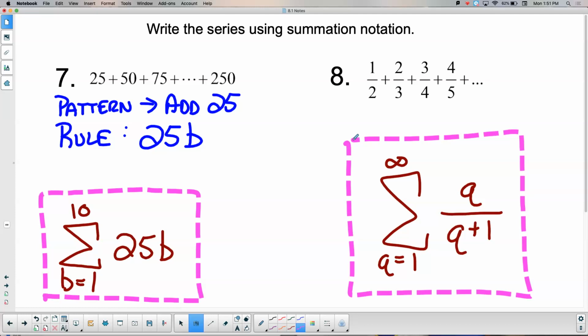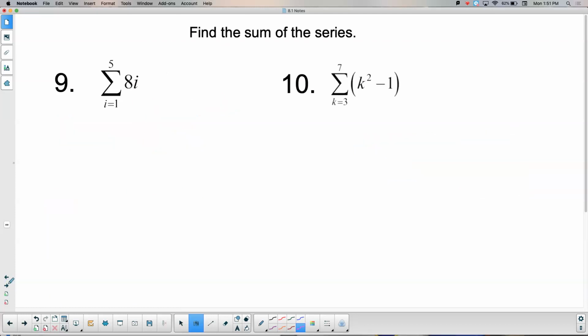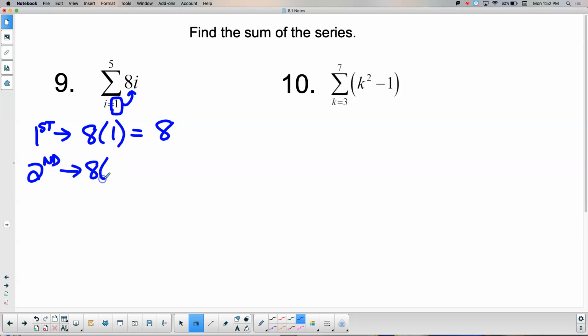Okay. Let's go back the other way. I want to find the sum because summation notation has that in it. Sum. We need to find the sum. So I need to find the first term. Well, I'm going to take my starting value here and I'm going to plug it into my rule. 8 times 1 is 8. Then I'm going to find my second term. I'm going to plug in 2 into my rule.